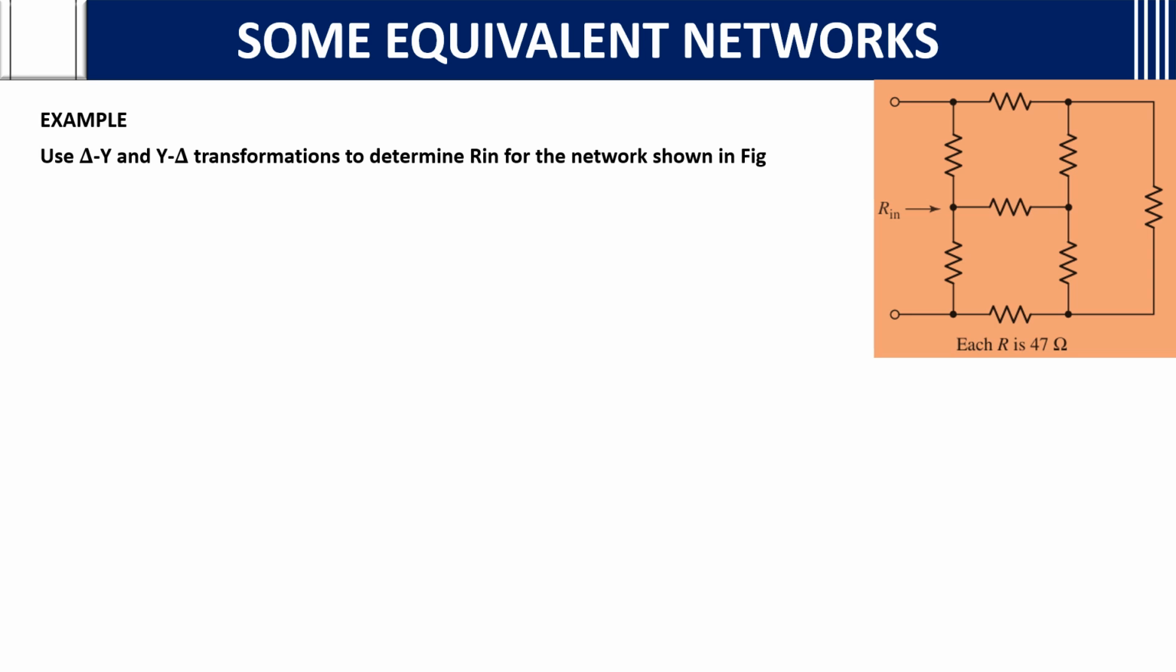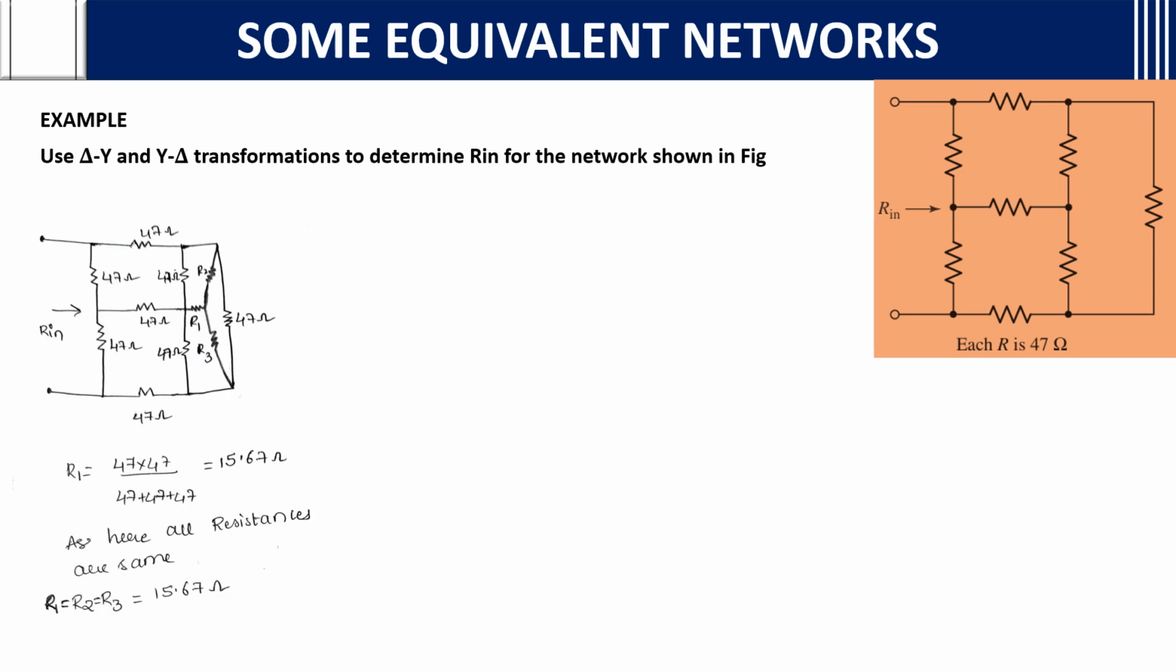So they have taken this as one of the equivalent networks. They are asking for Rin, as it is very easy. If you see, this is in the form of a delta resistance network, so we can convert delta to star.